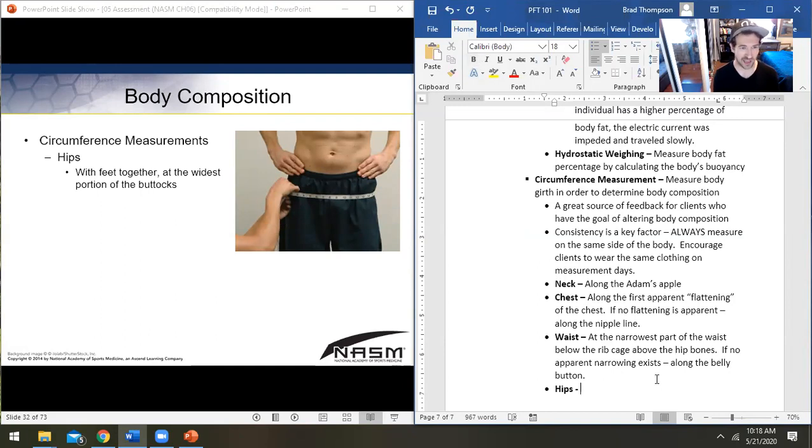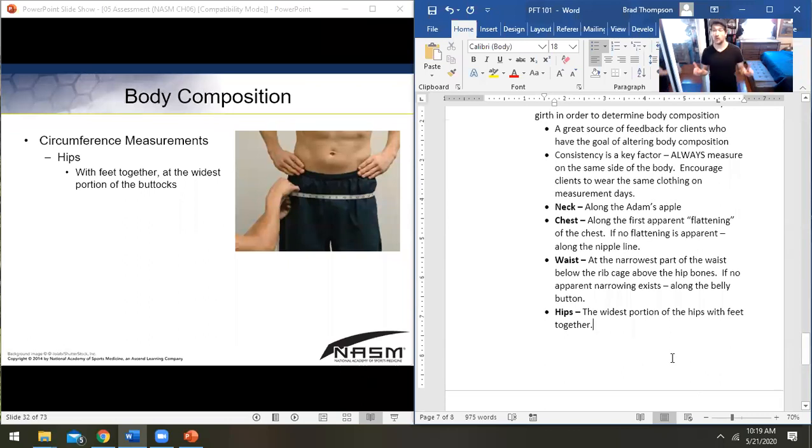And that is going to be at the widest portion of the hips. Oh, and actually this is important, with feet together. Rather than looking at the sides, you're generally going to look from the side to see where the butt's sticking out the most. That's going to give you the widest part of their hips in general. You want the widest measurement you can get at the hips.